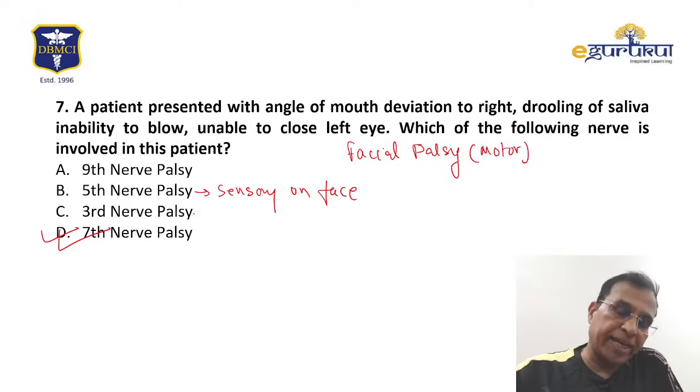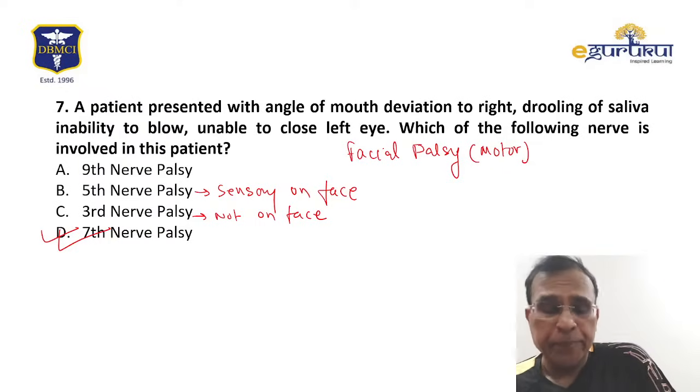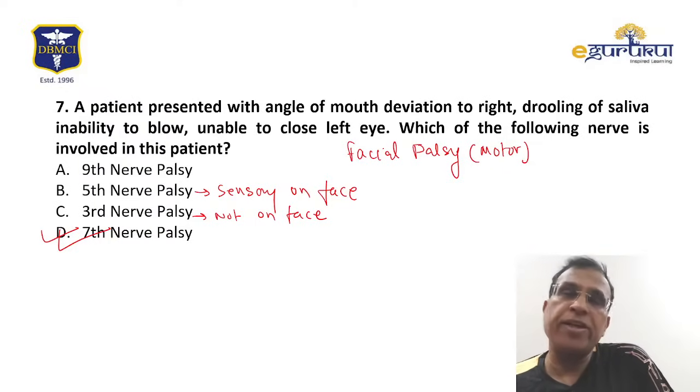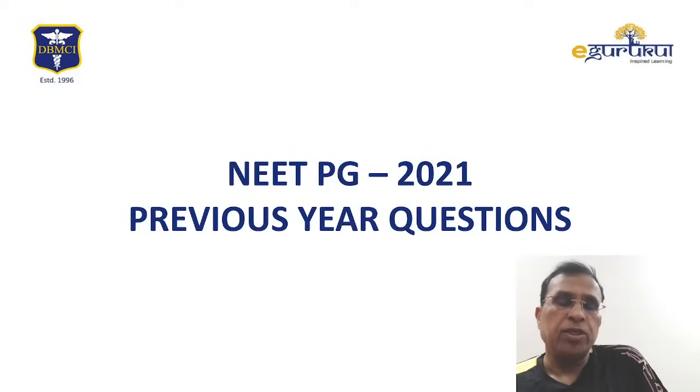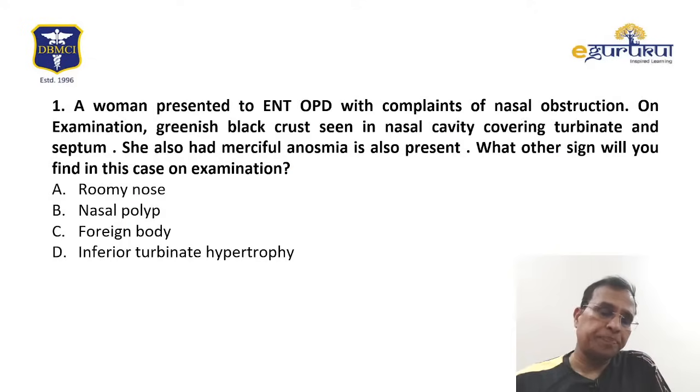And 3rd nerve again not on face. It may supply the eye but not the face. So it's straightway simple question. I don't think there is any problem. So we have completed all the questions from NEET 22. Then we come to 21.